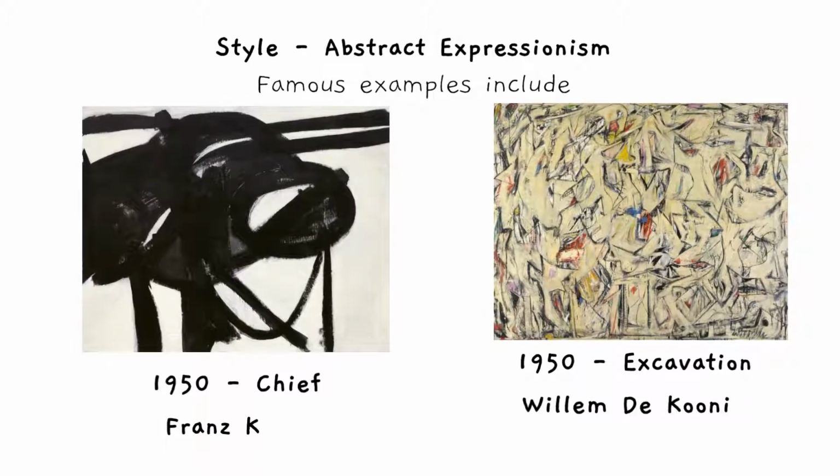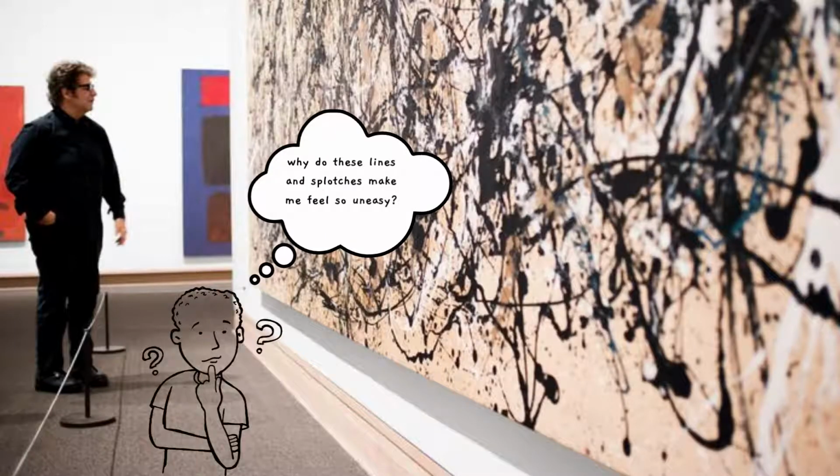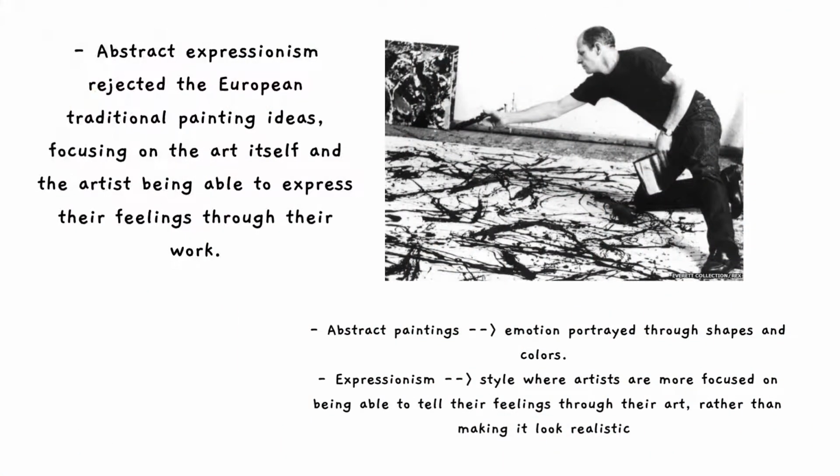The style of Autumn Rhythm is abstract expressionism. Abstract expressionism rejected the European traditional painting ideas, focusing on the art itself and the artist being able to express their feelings through their work. Abstract paintings do not have to be of humans, animals, or any existing object, but rather an emotion portrayed through shapes and colors. Expressionism is a style where artists are more focused on being able to tell their feelings through their art rather than making it look realistic and aesthetic.